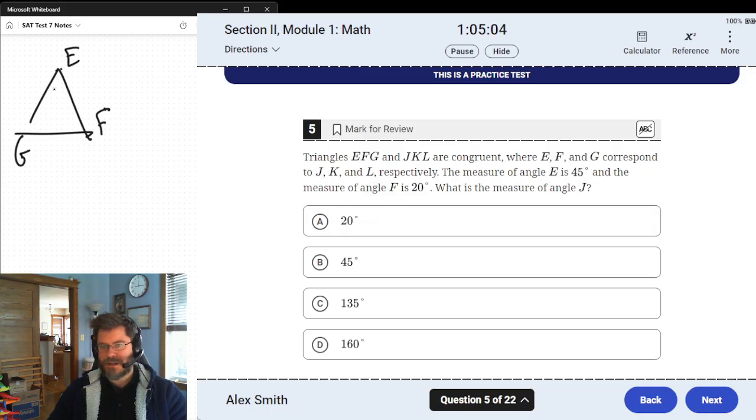Measure of E is 45. The measure of F is 20. What is the measure of J? Well, what do we know about triangles? Triangles add to 180, so if I need to, I can find angle G here and find what that missing angle is. But remember that J corresponds to E, and in congruent triangles, corresponding angles are going to be congruent, so J is just 45.